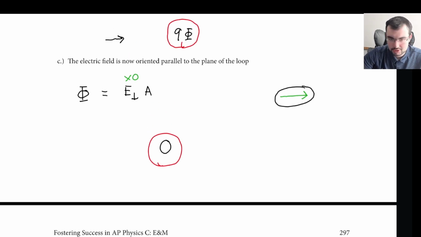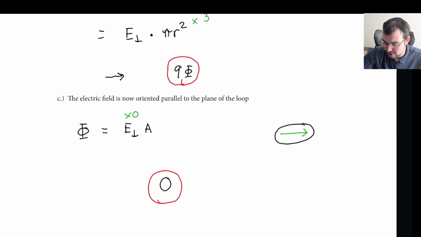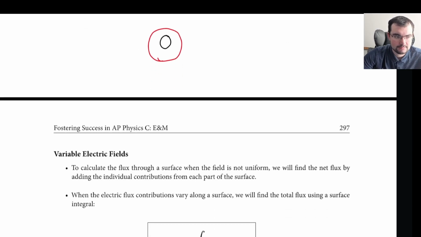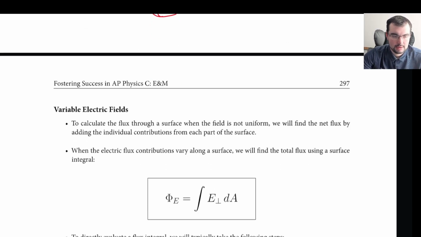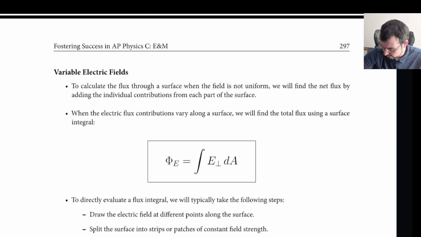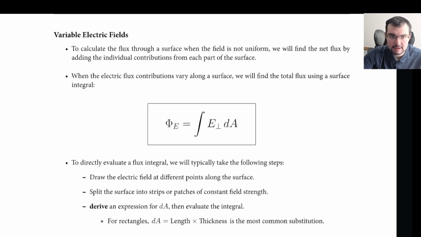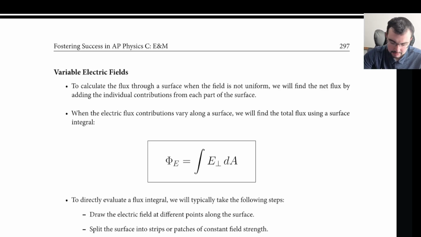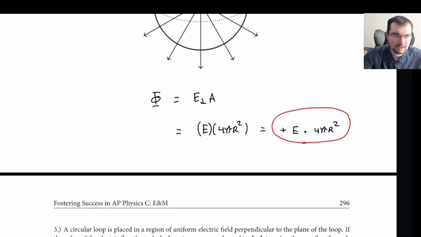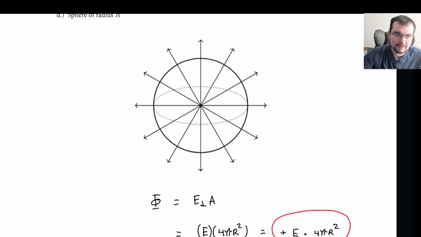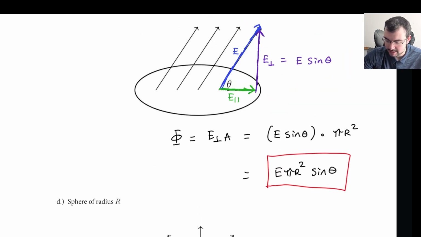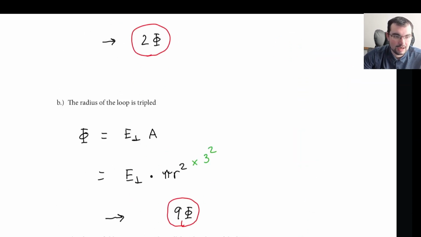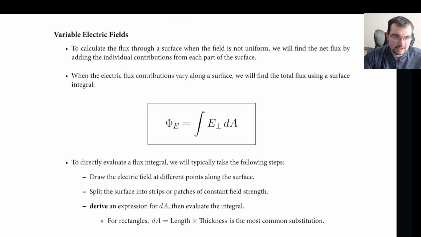So again, this one's kind of tricky. We have to remember that if you change the angle to the point where it's entirely parallel to the surface, you don't get any flux. And one thing we might have to do is, if you have a field that varies throughout the surface, you have to do an integral. So if we look at all of these cases we've done, they've had these uniform E fields that are the same everywhere. So I don't actually need to integrate to find the flux. But if your field varies across the surface, you do actually have to integrate.